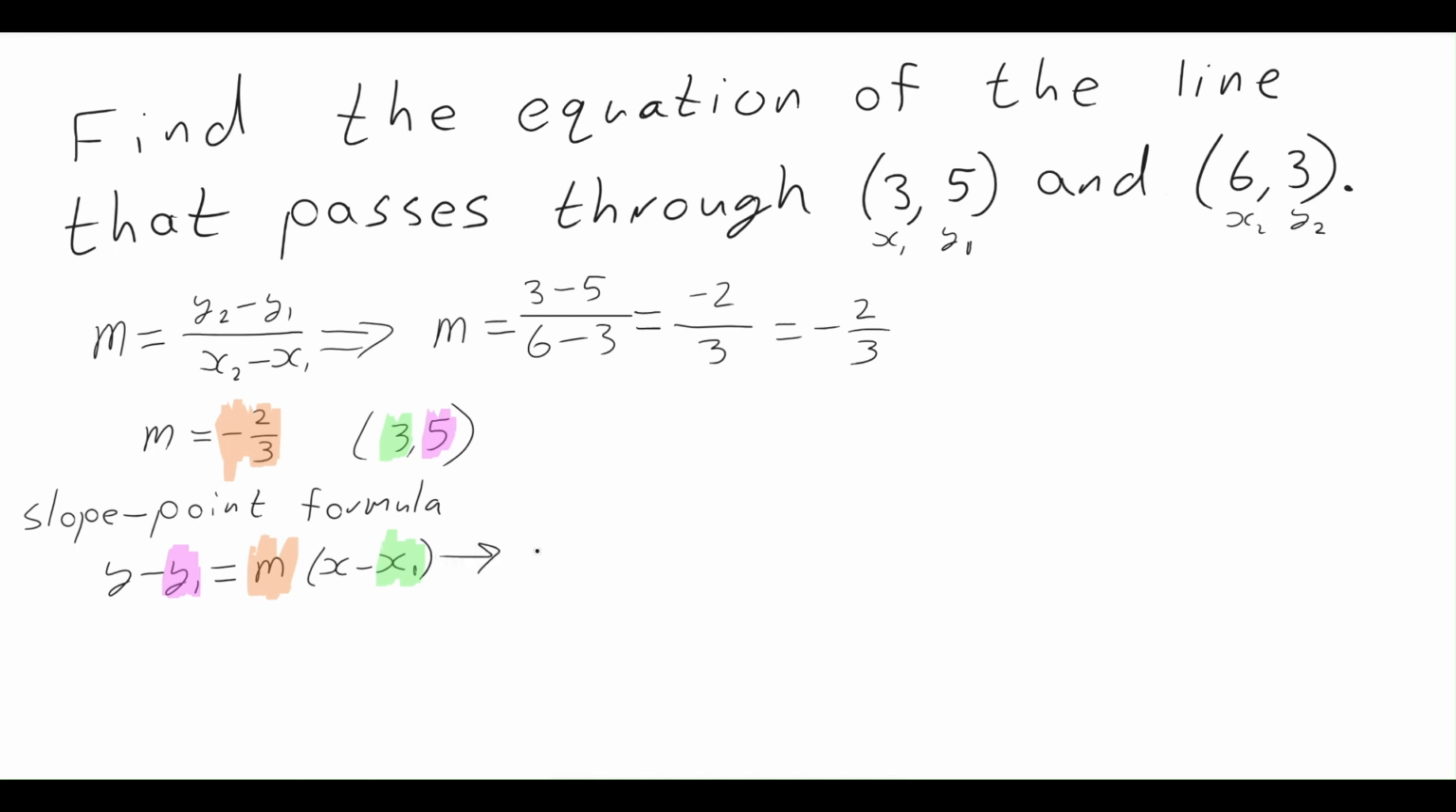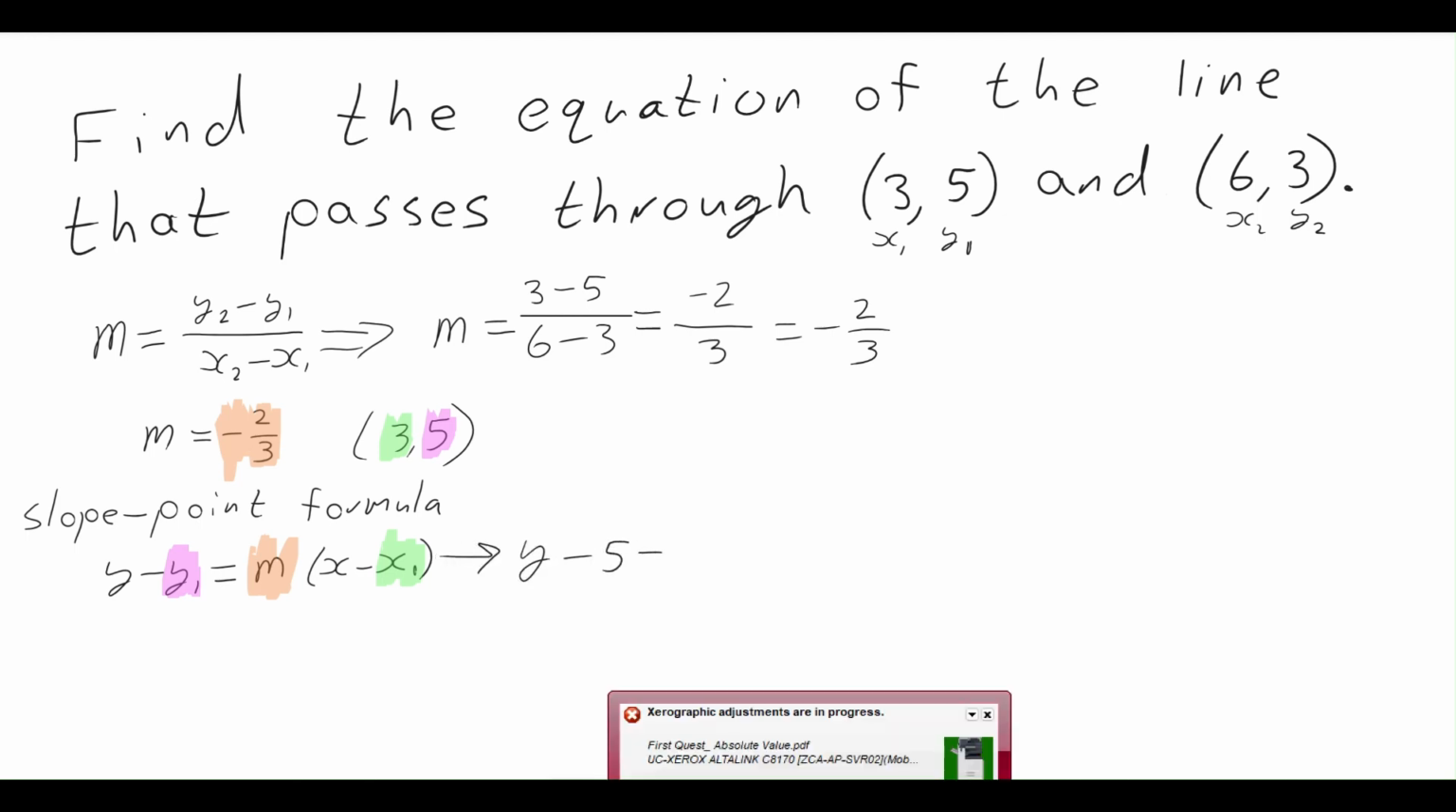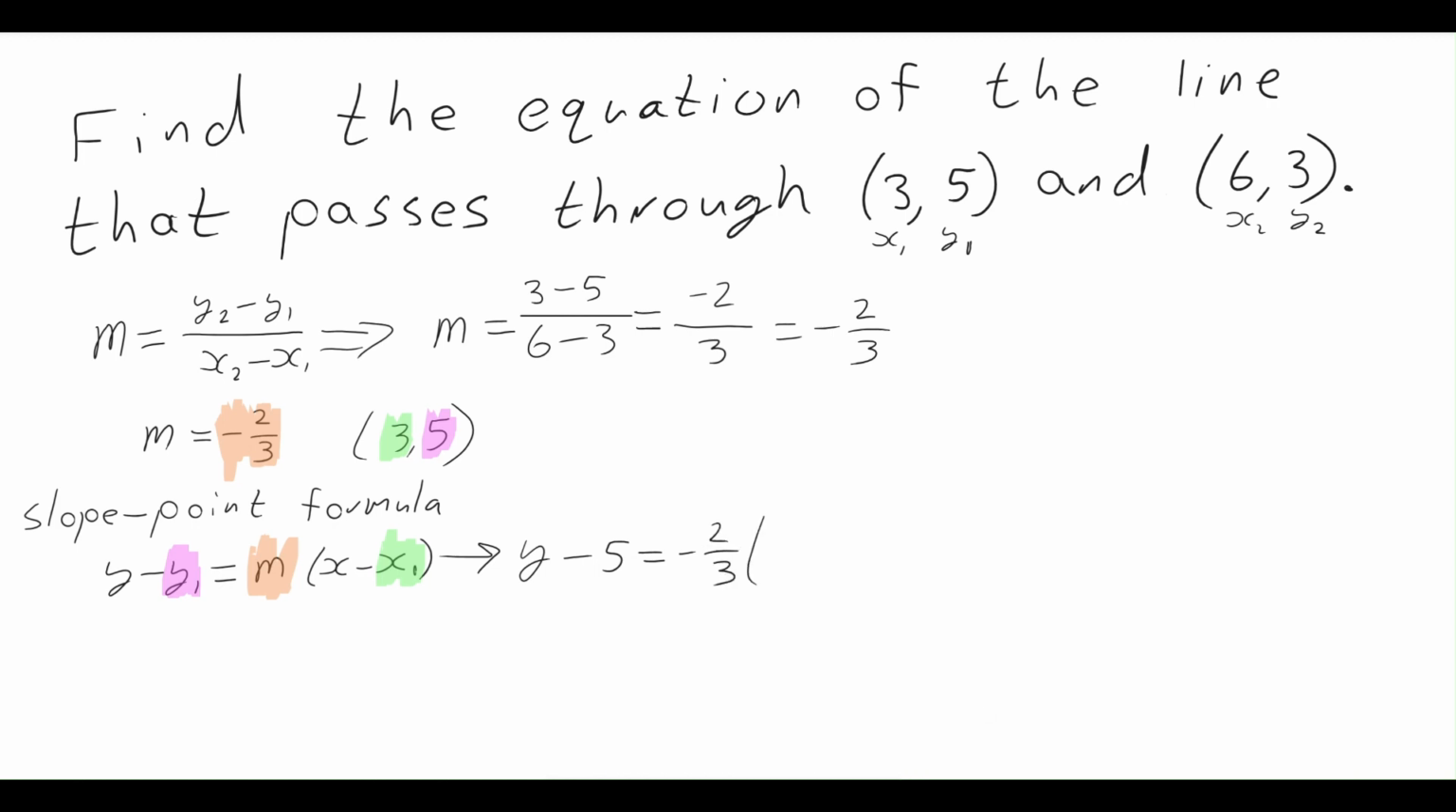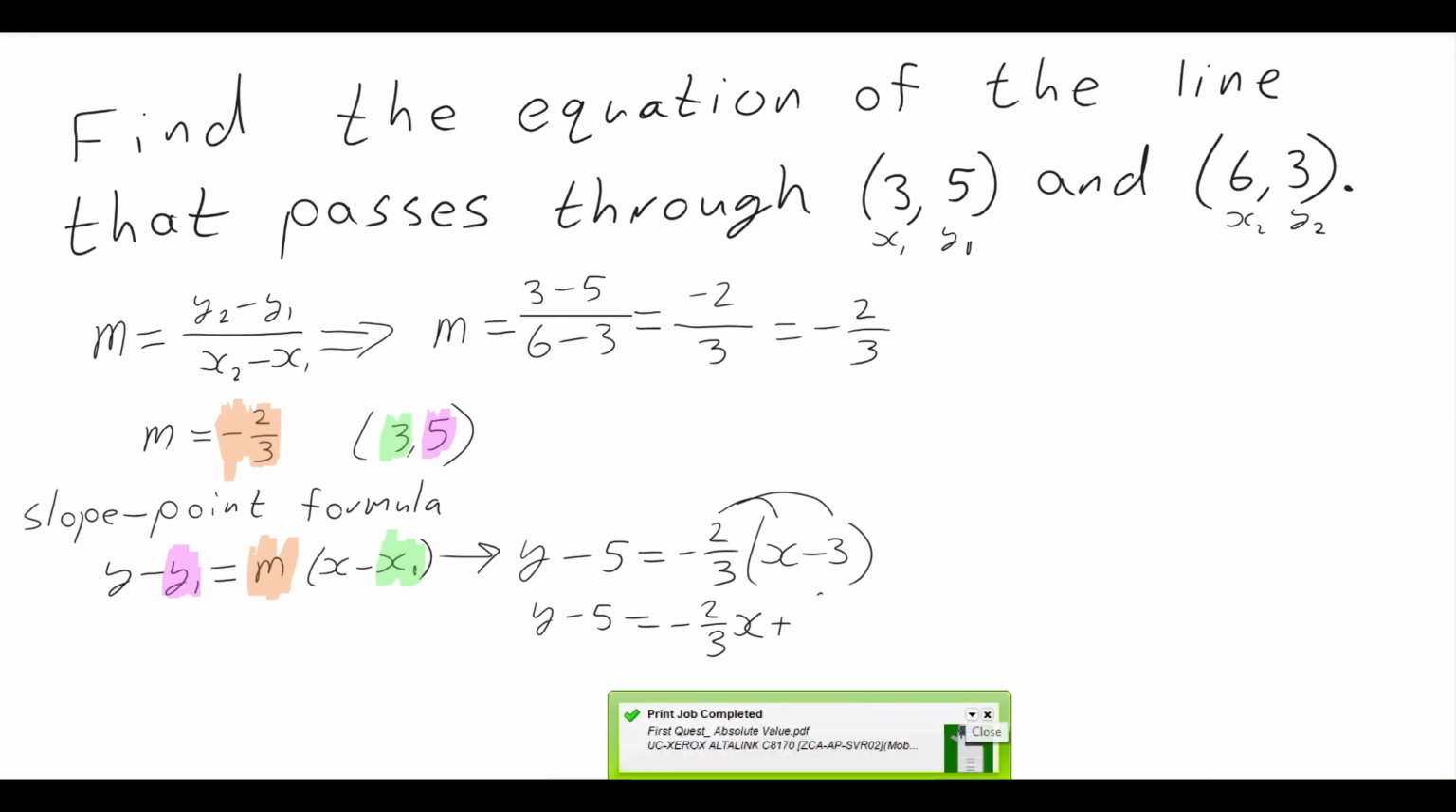So we rewrite our formula out with our values placed, and we get y minus 5 is equal to negative 2/3 times (x minus 3). We will use the distributive property to simplify this. So we get negative 2/3 x, and then a negative times a negative is always a positive. So we're going to end up with 6 over 3, which is just 2. And we'll go ahead and show every step. You could just write 2 there right away.